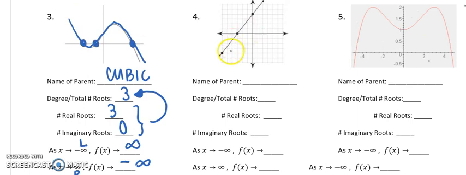Name of parent. Well, look, I just go in one direction all the time. One direction, not to be confused with the group. So this one right here is linear. It goes one direction, and that means there's one real root. I don't know why they didn't put imaginary roots here, because you should know there's 0 imaginary roots.